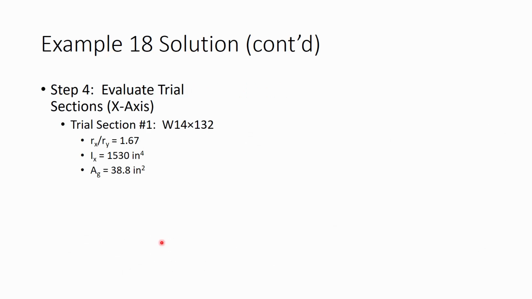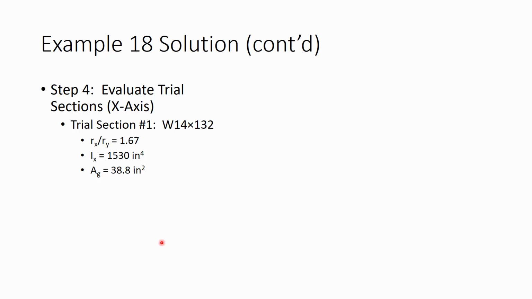So let's just get right into evaluating our trial sections. We're going to start off with our first one, W14 by 132. Before I get into this, this section is a 14 by 132, and the next section, trial section number 2, is a W12 by 152. So trial section number 2 is heavier. What that means is that if we evaluate trial section number 1 and it works, we stop the problem, because there's no point in evaluating trial section number 2 if this one works, since it's heavier. So we'll see if trial section number 1 works.